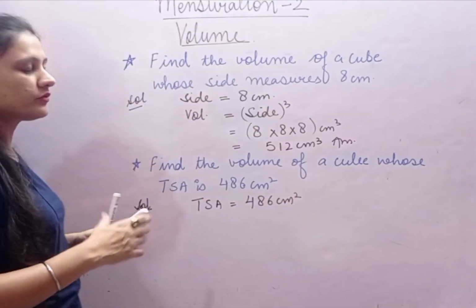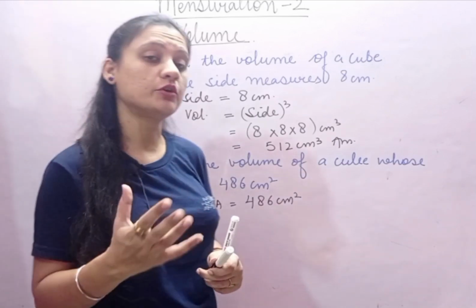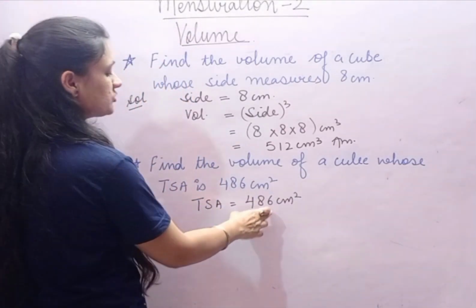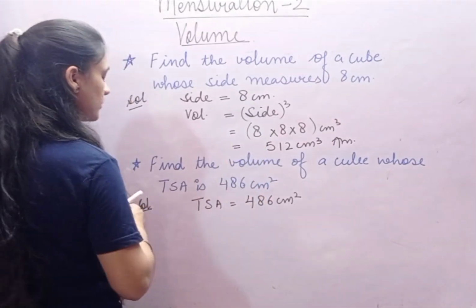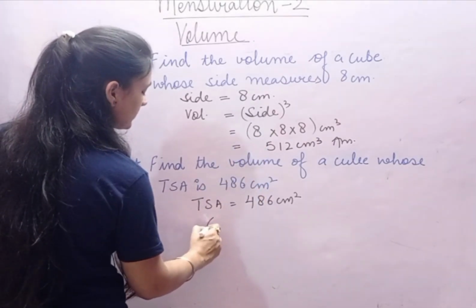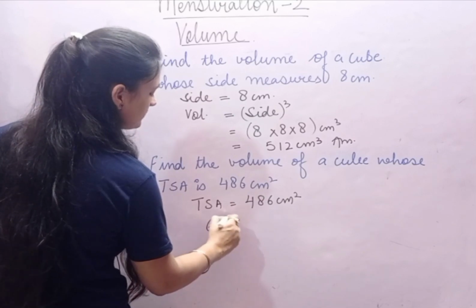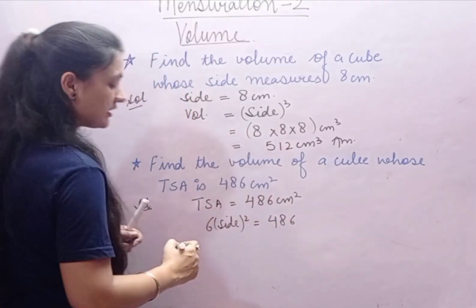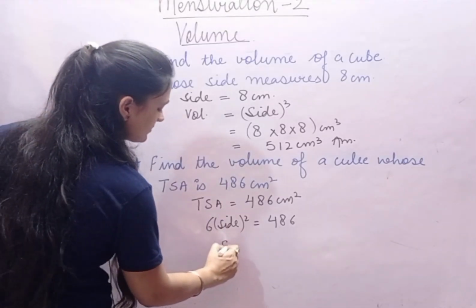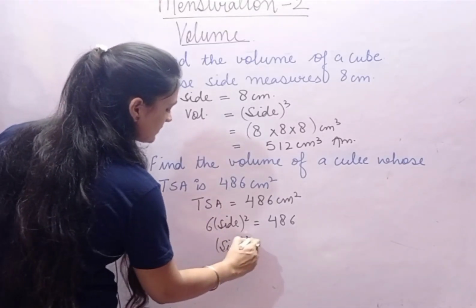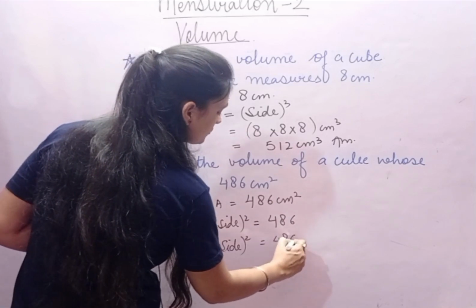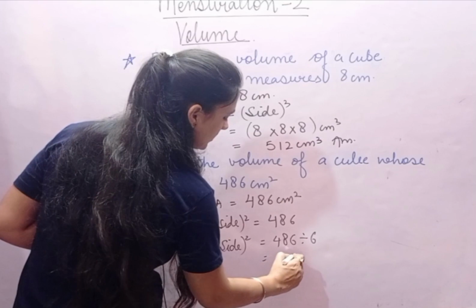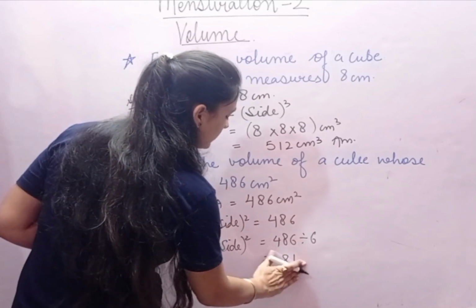Now you know how you're going to find the volume. For volume you need to have a side. So with the help of TSA, first we are going to find the side. What is the formula of TSA of a cube? That is 6 side square, and which is given to us here as 486. Now let us find it. Side square remains here, 6 goes to the other side and it is going to divide. So what will you get here? 6 8s are 48 and 1, so here we will get 81.